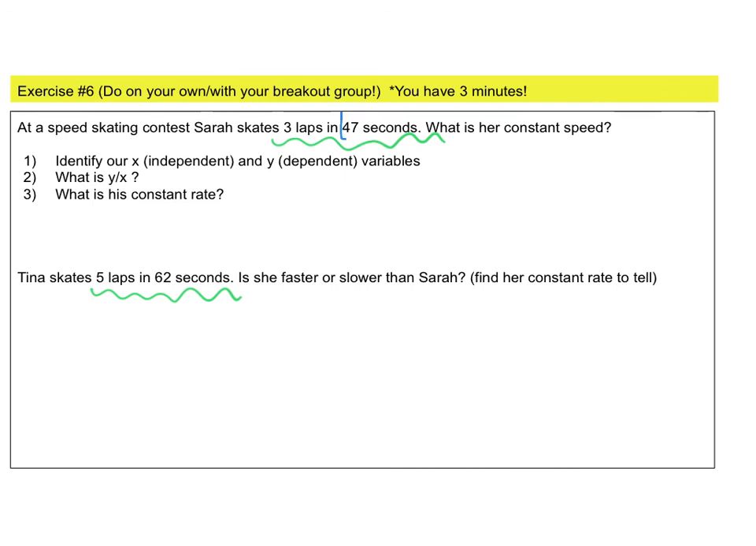All right, my seconds here is my x because that is time. My 3 laps is my y. So I have y divided by x. 3 divided by 47. When I do this in my calculator, it becomes 0.063. I'm just going to round it off there. So that is the constant rate, 0.063.